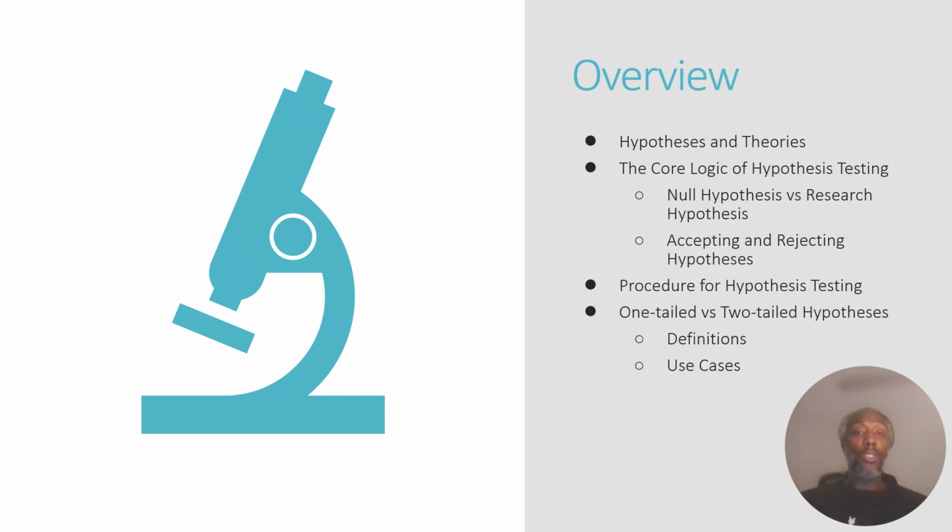We'll talk about the differences between one-tailed and two-tailed hypotheses. That means I'll give you the definitions and we'll talk about some use cases. In addition to that, we'll talk about some controversy in hypothesis testing. Specifically, we're going to talk about the idea of marginal significance, and we'll talk about Bayesian inference.